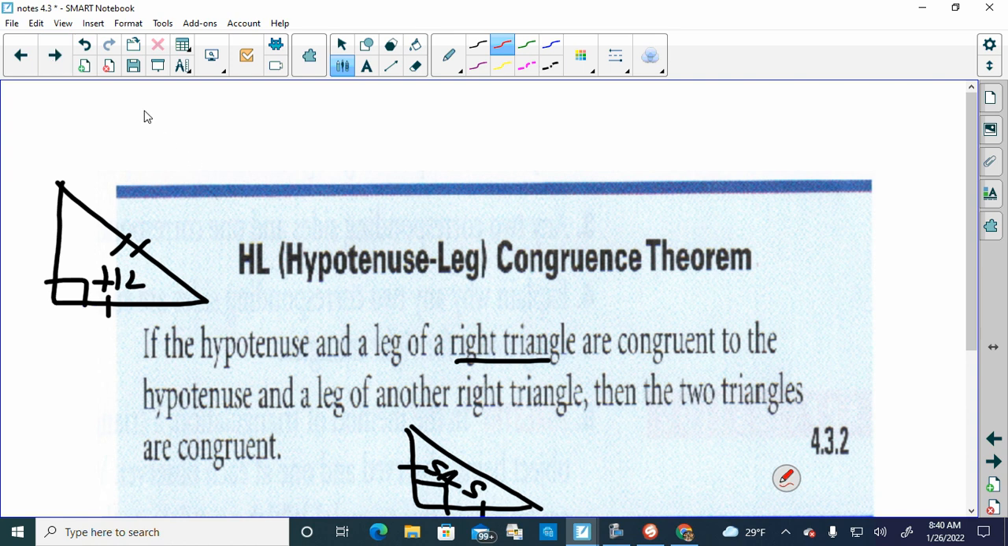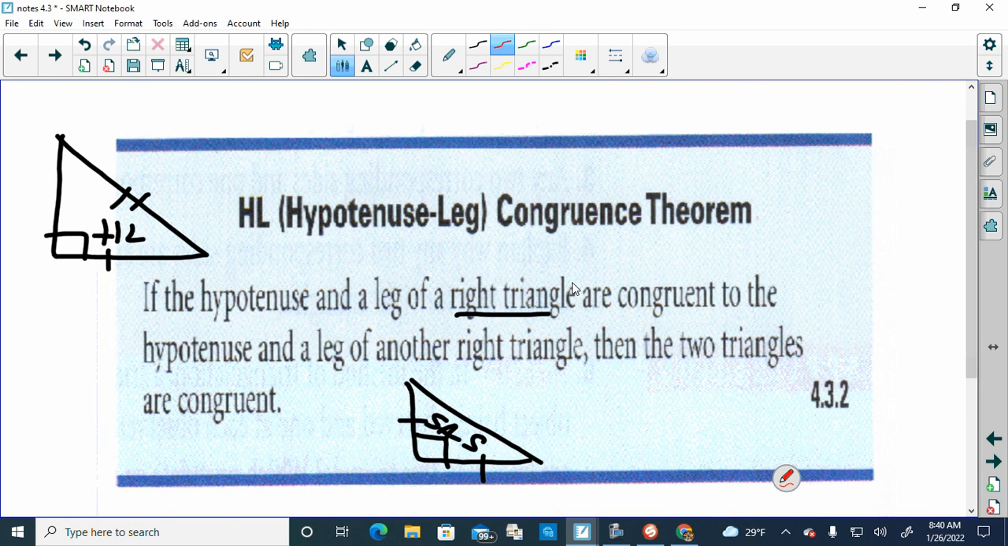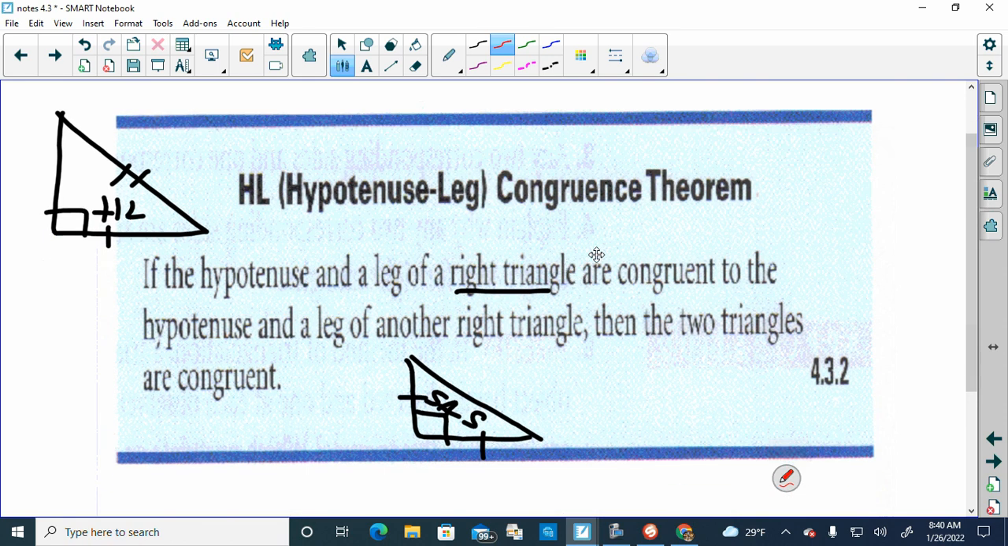I believe, HL, which was your number 7. I didn't have you draw something, and I do want you to draw on your construction. On number 7, it said blue box on page 229, the HL theorem. Okay, hypotenuse is the long side of what type of triangle? A right triangle. So if the hypotenuse and a leg of a right triangle are congruent to the hypotenuse and a leg of another right triangle, then the 2 triangles are congruent. Okay, so you're going to draw this one, okay, because this is an example of HL, not this one down here.